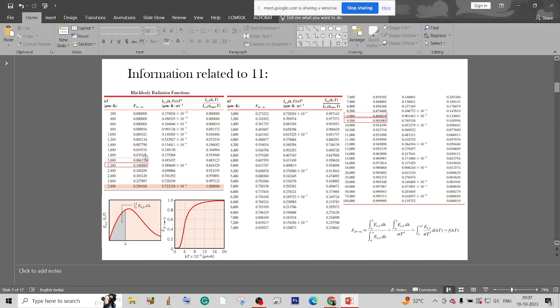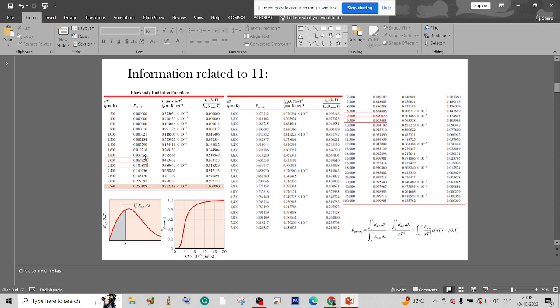Now the fraction in the visible range is f lambda 1 to lambda 2. That is equal to 0.4889 minus 0.1229, so that will be equal to 0.366.